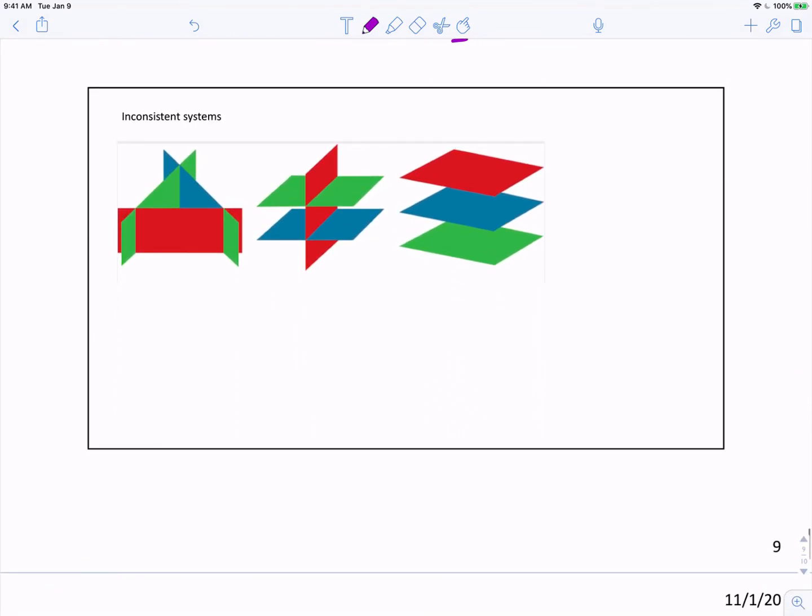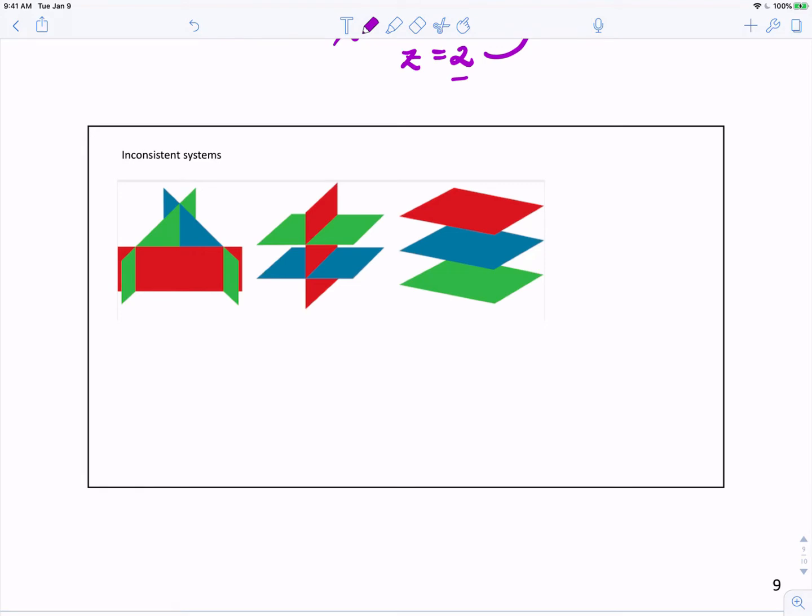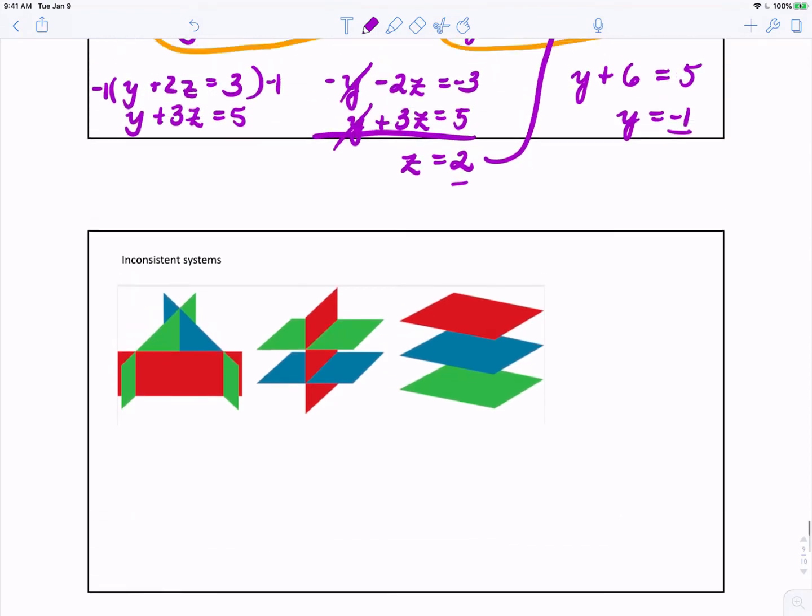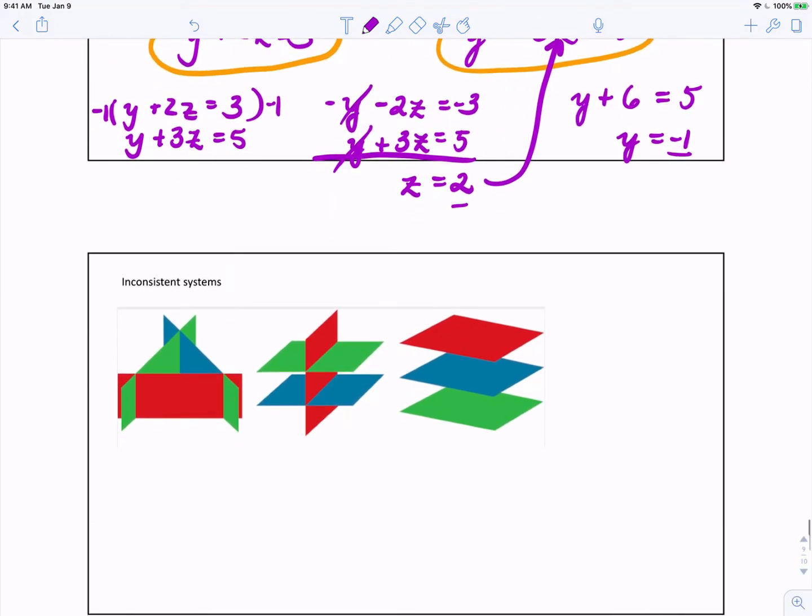Do you always have a solution with 3 equations? And the answer is no. You can have inconsistent equations. So I'm going to give you a minute to think about this, and there'll be a quiz question. How do you recognize a system is inconsistent? When you're solving, what tells you that a system is inconsistent, meaning it has no solution?